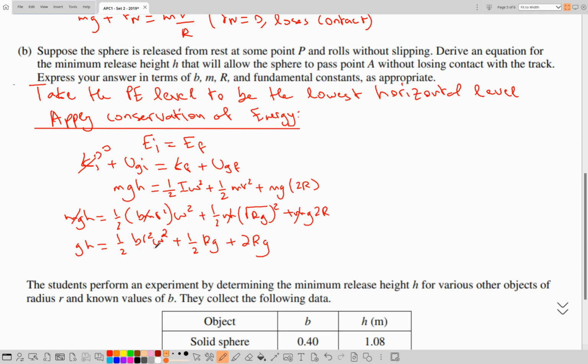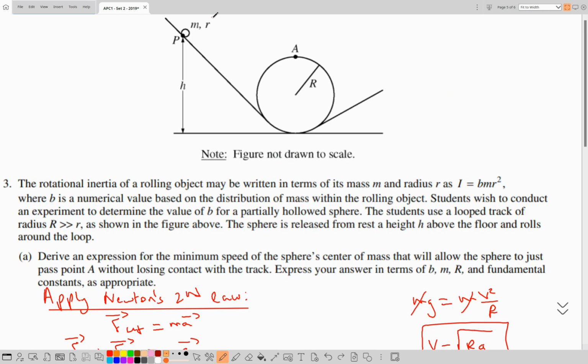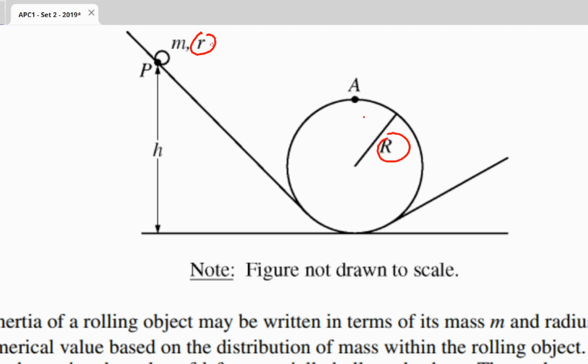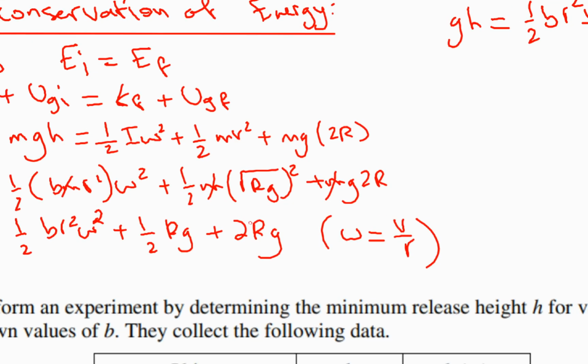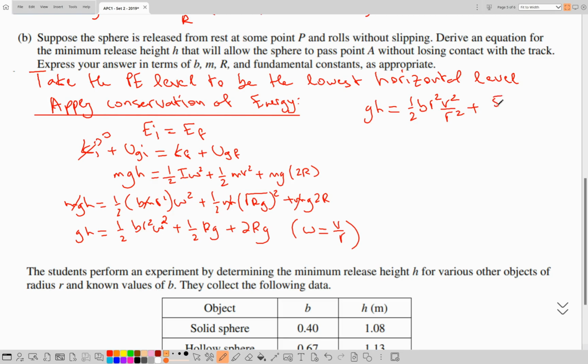Now still we need to relate omega to the speed, because we have rolling without slipping, so we can say that omega is equal to v over which radius. Here we have two radii, this one and this one, but because the rolling is happening around itself, we use small r, then that would be v divided by r. So let me complete my expression here. That would be gh, which is equal to half b r square v square divided by r square plus now 2 plus half, that would be 5 over 2 rg. Now this cancels with this.